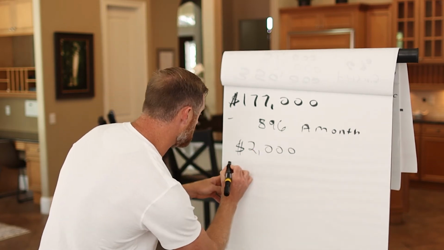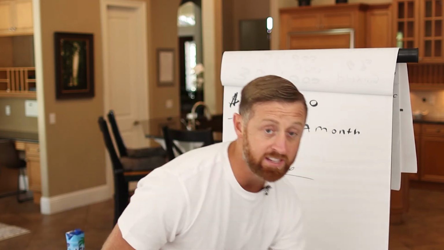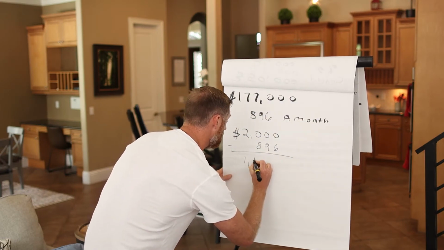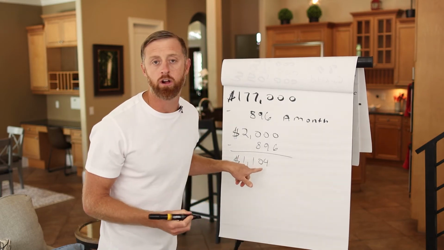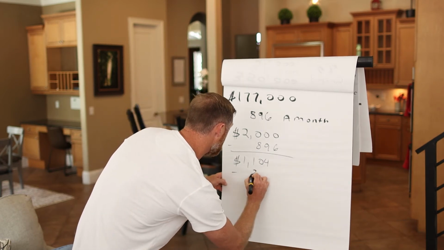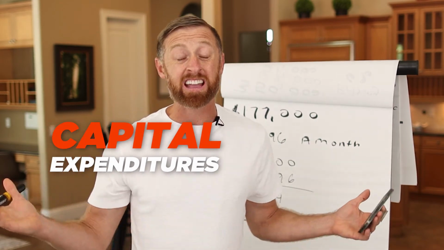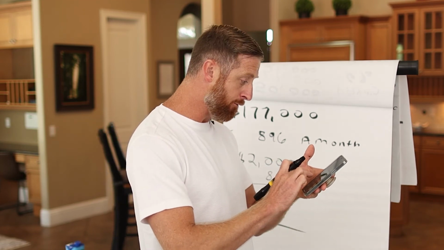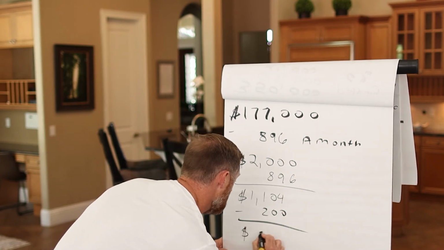So if you take $2,000 a month minus the $896 mortgage, what is that making me profit each month? That's $1,104 per month. Let's just say that I put $200 a month of that away every single month. I'm gonna put that in the bank account called capital expenditures, or maybe you can't say the word like I can't, and you just call it repairs. That's your repairs account. So 1104 minus 200 is $904 a month to the positive.